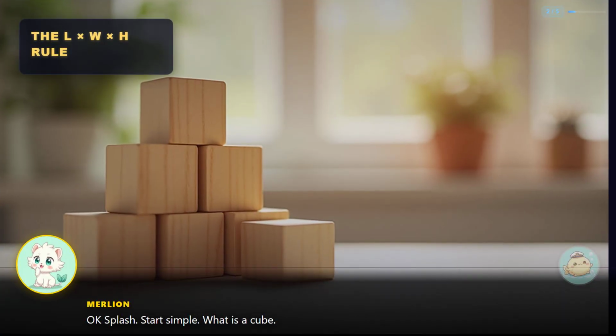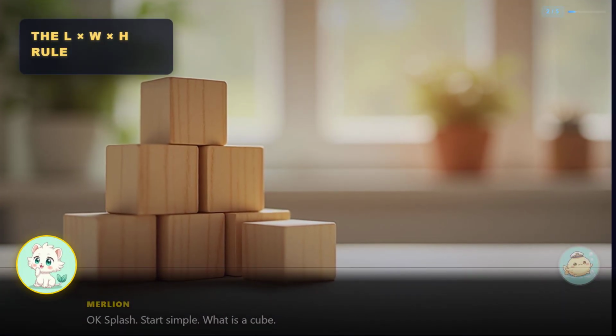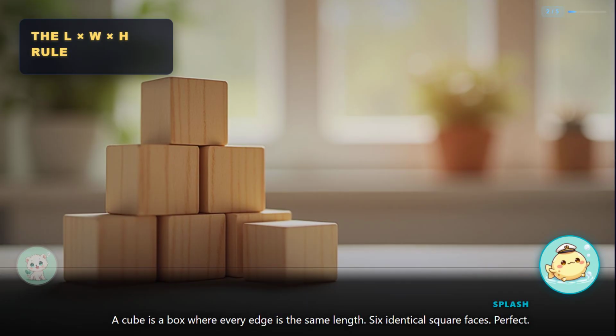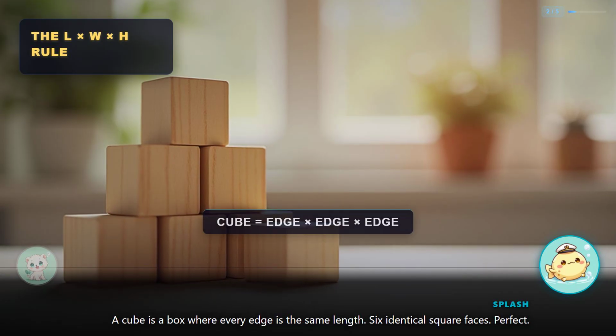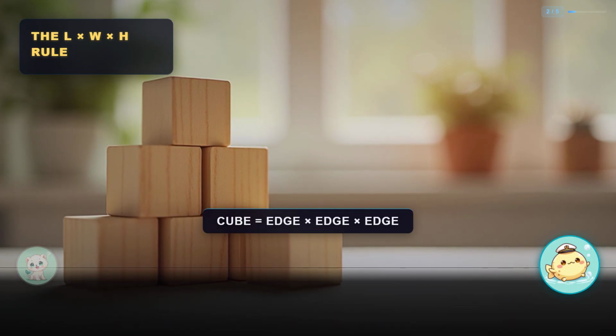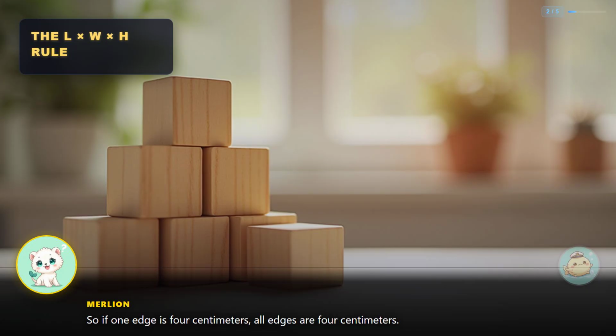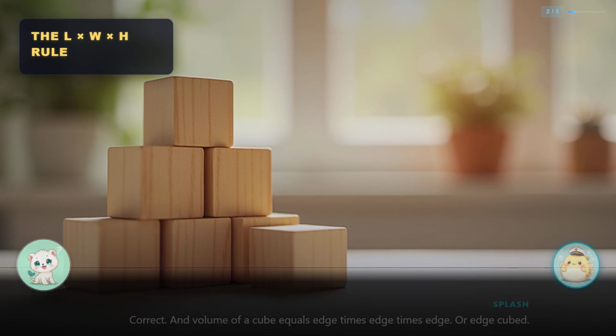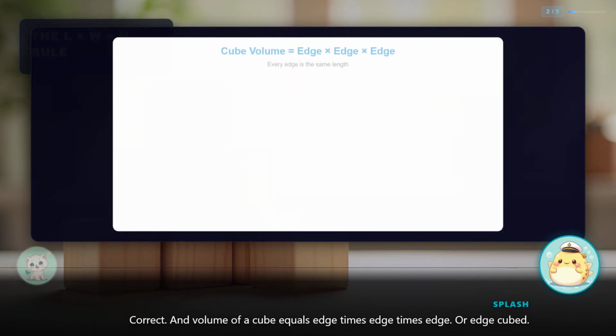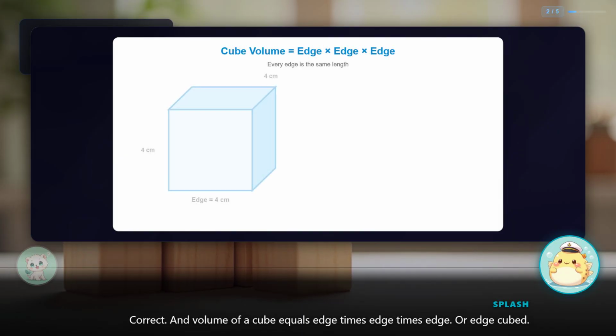Okay, Splash, start simple. What is a cube? A cube is a box where every edge is the same length. 6 identical square faces. Perfect. So if one edge is 4 centimeters, all edges are 4 centimeters. Correct. And volume of a cube equals edge times edge times edge, or edge cubed.